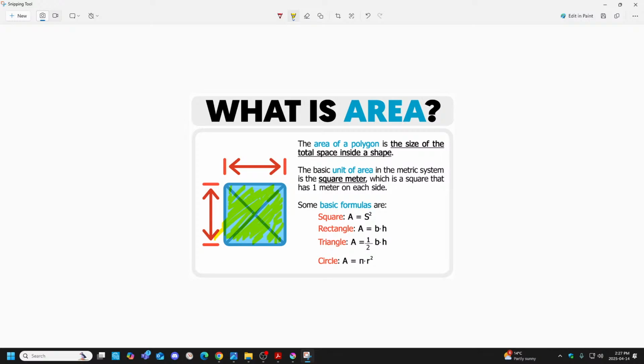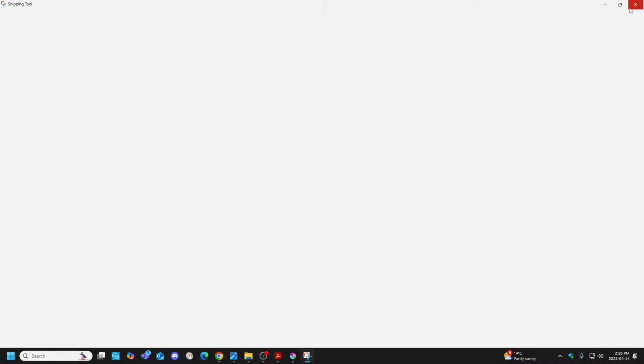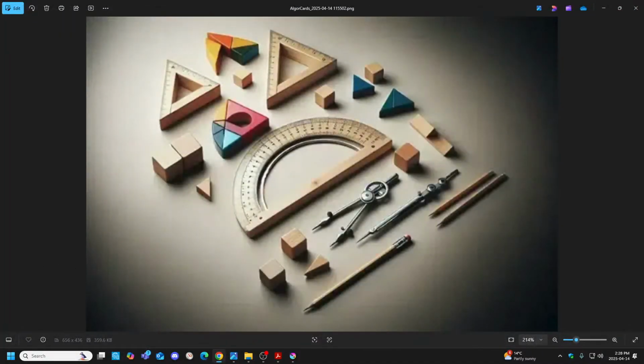Okay. So what's the next thing? Rectangle. Let's talk about a rectangle. So I'm going to just close that. Don't need that anymore. So here's an example, right, guys?